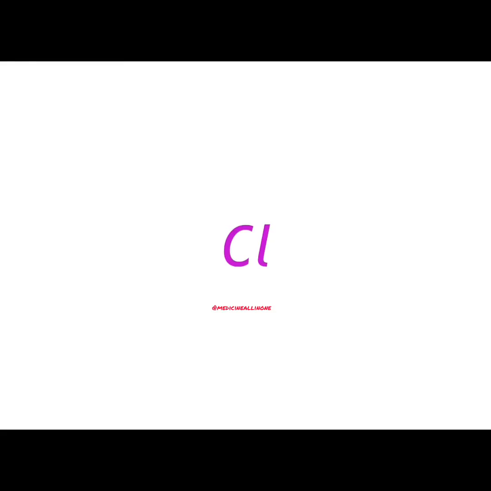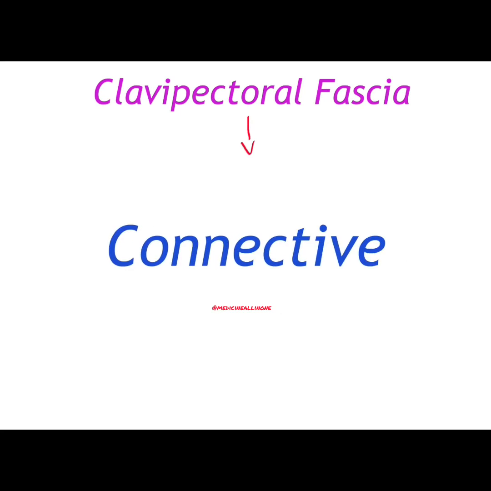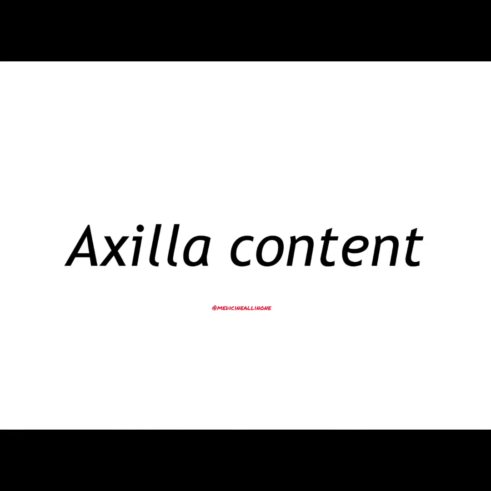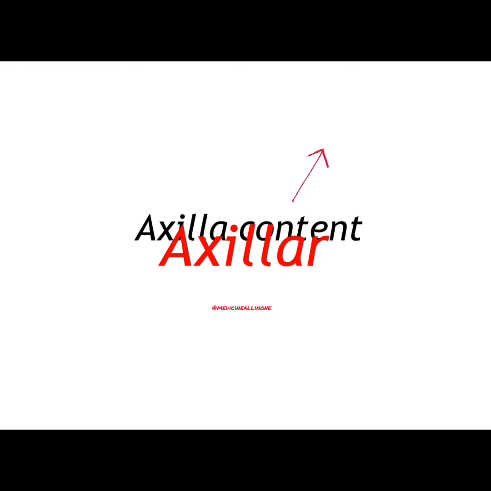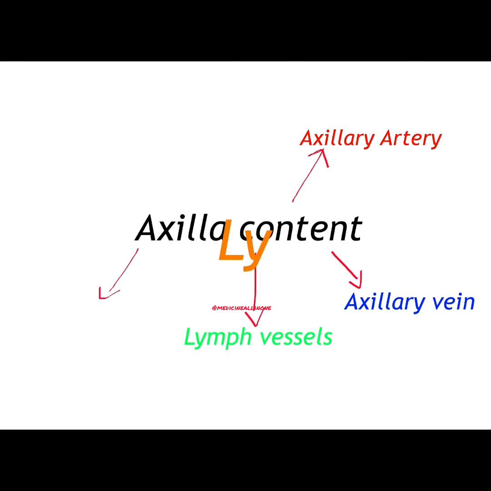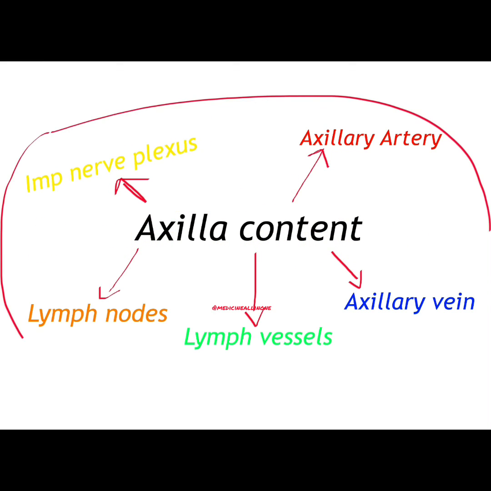The second important thing is the clavipectoral fascia. That is a strong sheet of connective tissue that is attached above to the clavicle. The contents of the axilla include the axillary artery and its branches that supply blood, the axillary vein that drains blood, lymph vessels, lymph nodes, and an important nerve plexus, that is the brachial plexus. All this content is embedded in fat.